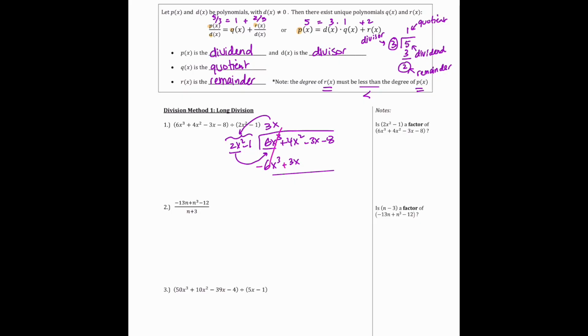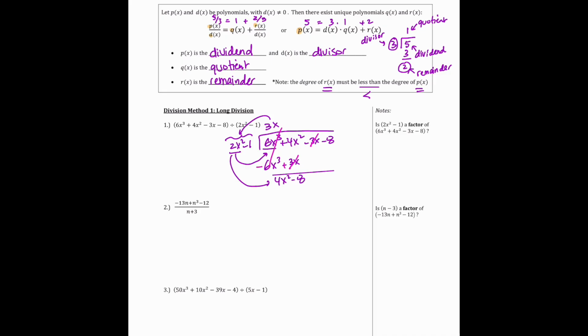If you did not choose the 3x correctly, they would not cancel out. So it's important to know what you're dividing by and how much you're getting. And the 3x here happens to cancel out as well. This leaves us with 4x squared minus 8. And then same idea.